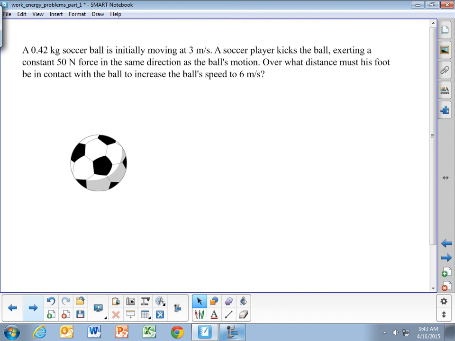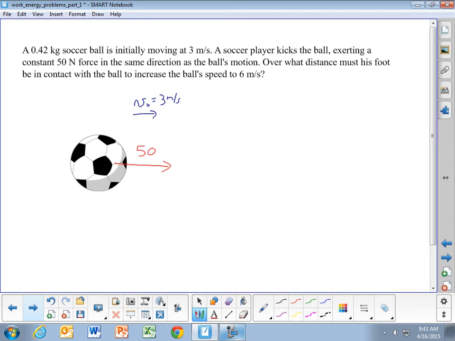Okay, the last one that we'll look at in this video, we have a soccer ball that's initially moving at 3 meters per second. A soccer player kicks the ball, exerting a constant force of 50 newtons. That's probably not accurate to treat the force as being constant, but we're going to assume that he exerts a constant force of 50 newtons in the same direction as the ball's motion. And we're going to figure out what distance that force needs to act over so that the final speed is 6 meters per second.